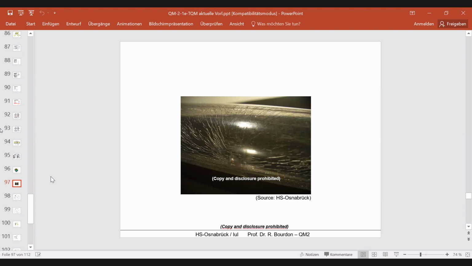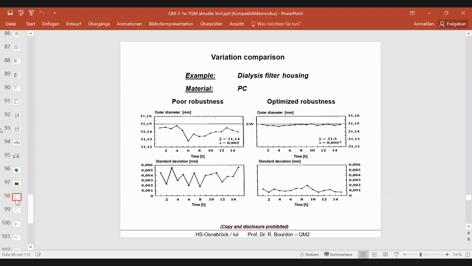This is also an example. This is the filter housing, and the problem here, you see all these cracks inside the part. The customer said that we cannot accept this quality, and they sent thousands of parts back to the supplier. The supplier must optimize the process so that the next parts in the future do not have these cracks inside the material. And with this, you can optimize with these methods.